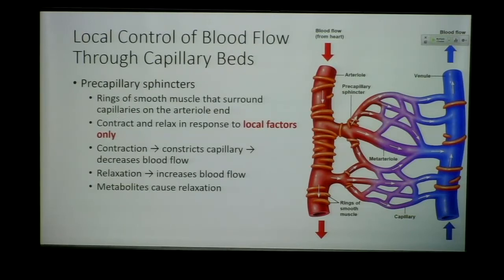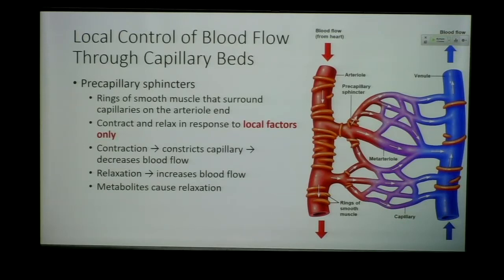For precapillary sphincters, we know for a fact that only local factors affect their state. These are basically smooth muscle rings lining in between the arteriole and at the start of the capillary bed. So these are also regulating flow into the capillary or to bypass the capillary as well.